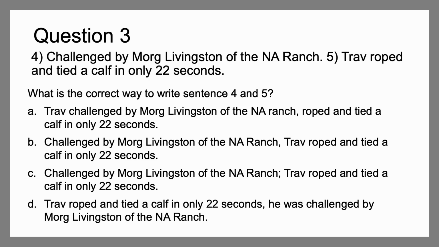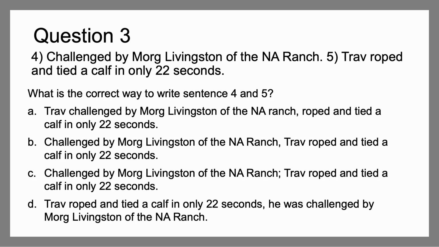All right, question number 3. Don't know why it's showing up. "Challenged by Morg Livingston of the NA Ranch, Trav roped and tied a calf in only 22 seconds." Within that paragraph, it was sentence 4 and sentence 5. What is the correct way to write sentence 4 and 5? So it's asking me for a correct way. It's not telling me that it needs to stay. So there's something wrong with these two sentences, or at least something that I need to fix in there. Go ahead and hit pause. I want you to read through your answer choices and make a selection. Then come back and you're going to see if you were right or wrong.